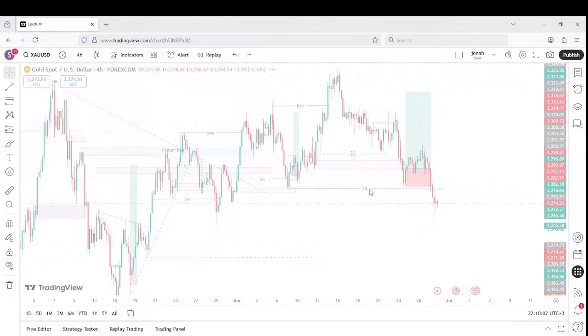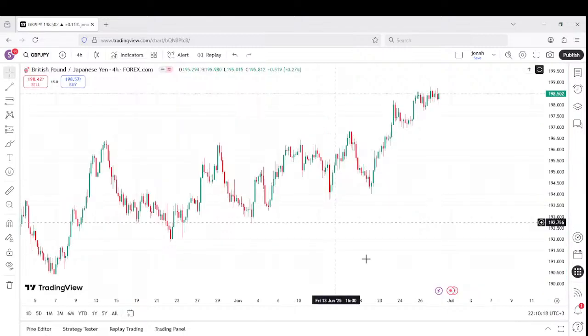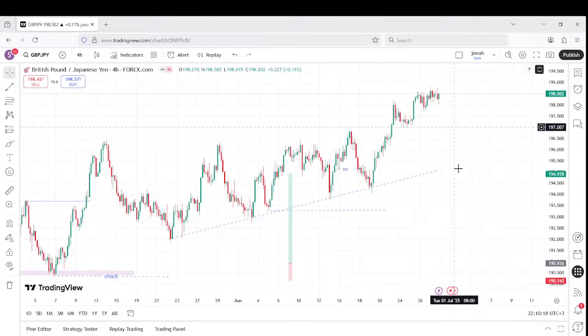As you see, GBP JPY is currently bullish, and for the swing traders, I'm expecting GBP JPY to come back to this point right here. There is some zone that was left right here, and it's the zone that I'm expecting GBP to retest for further buys.